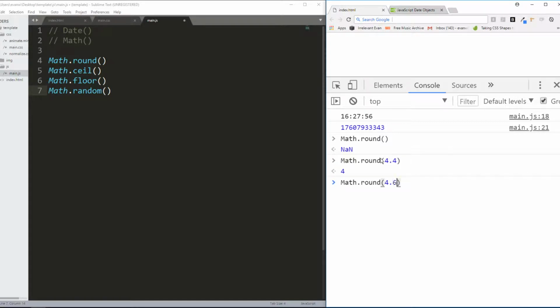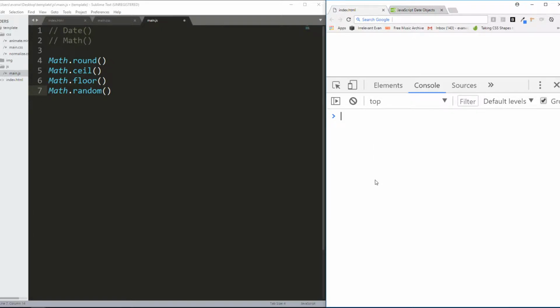And what Math.round does is it rounds that number to the nearest whole integer. So, basic rules of mathematics. If your decimal value is greater than 0.5, it will round up. If it is less than 0.5, it will round down. As simple as that. There is nothing sneaky about Math.round.